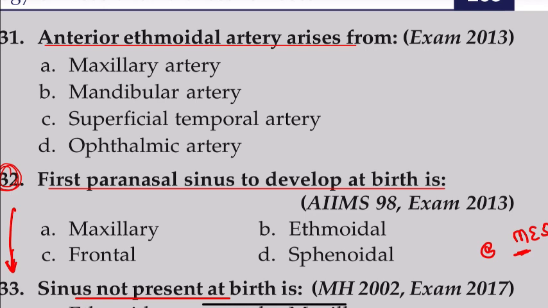Anterior ethmoidal artery, where does it arise from? It arises from the ophthalmic artery, right? The ophthalmic artery has two branches, anterior ethmoidal and posterior ethmoidal. Posterior ethmoidal does not contribute to Little's area, anterior ethmoidal only does.